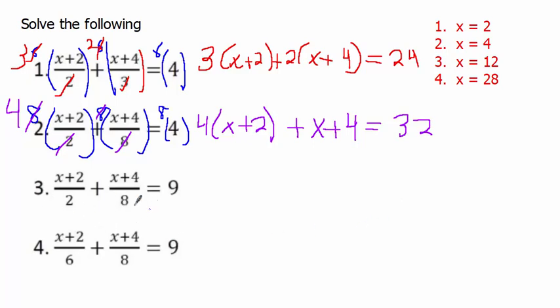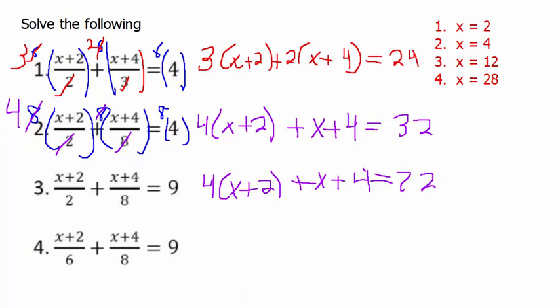Now, pretty much the same thing happens here in problem 3, so I'm going to end up having 8 as my least common denominator, and I'm going to end up with 4 times x plus 2, and I'm not going to put parentheses around this. If I did, I would determine that they were unnecessary. But this side is going to be 8 times 9, which is 72.